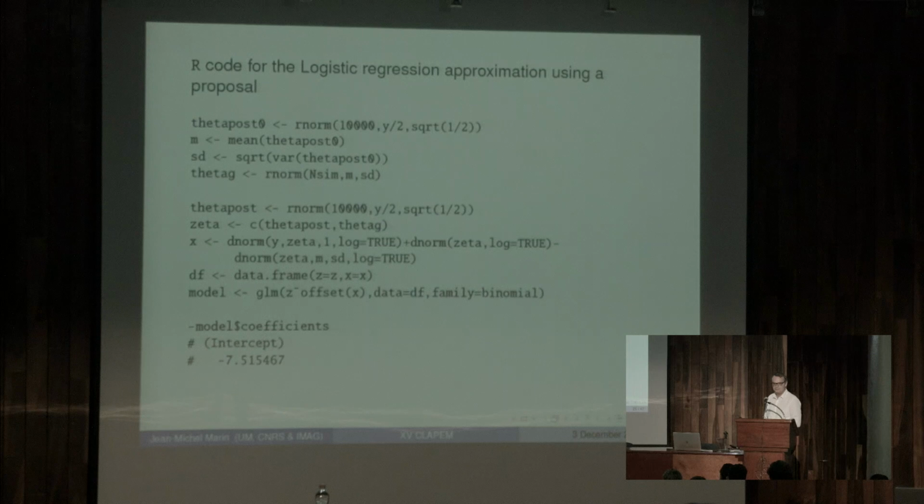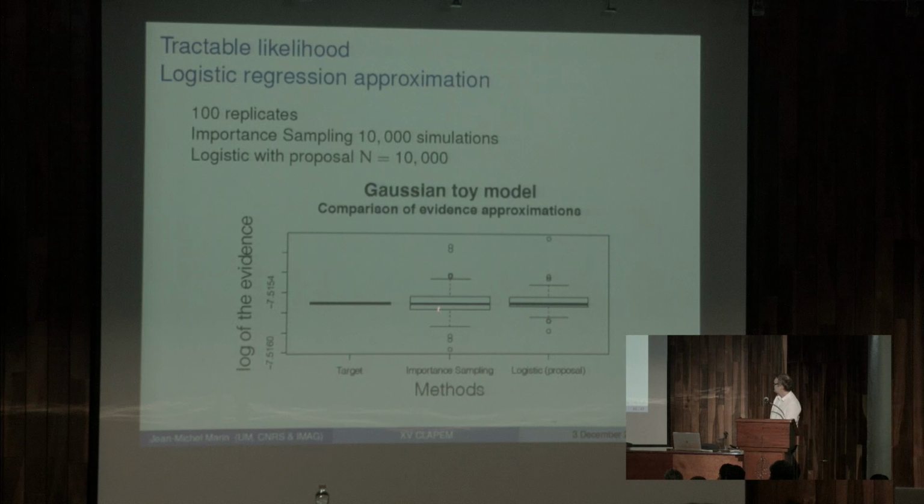So you can compare this approximation with the corresponding importance sampling estimator using the same proposal here. And this is almost the same range of variability, but in a few minutes we will show an example where we increase the dimension and there is a clear difference between importance sampling and this strategy here.